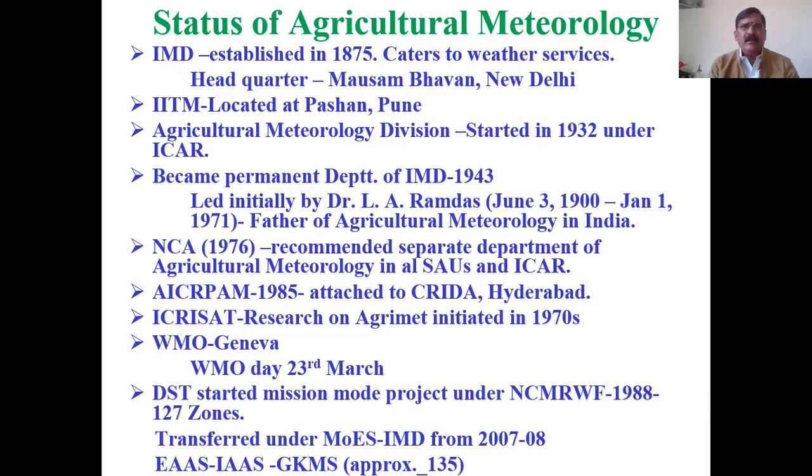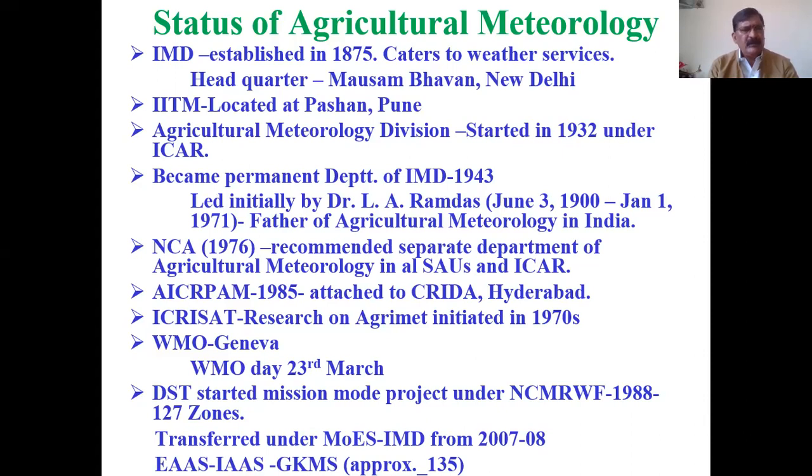So IMD means Indian Meteorological Department, established in 1875, with headquarters at Mausam Bhavan, New Delhi. IITM, Indian Institute of Tropical Meteorology, is headquartered at Pashan, Pune. And the Agricultural Meteorology Division started in 1932 under ICAR and became a part of the Department of IMD in 1942.